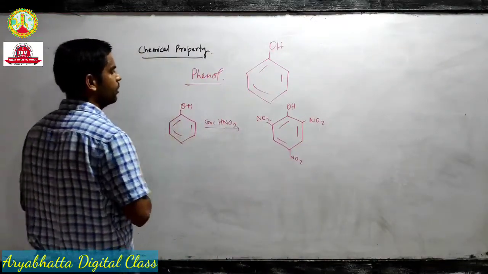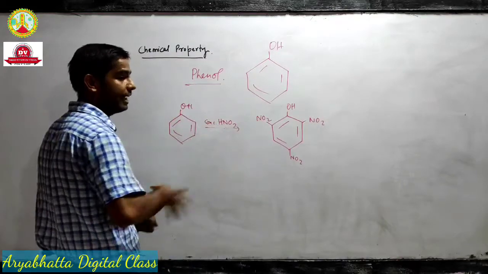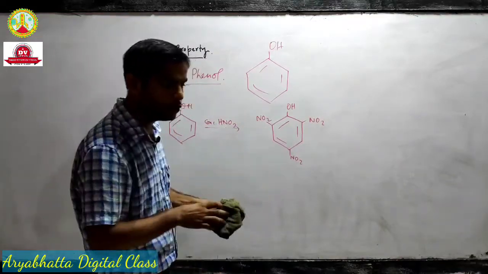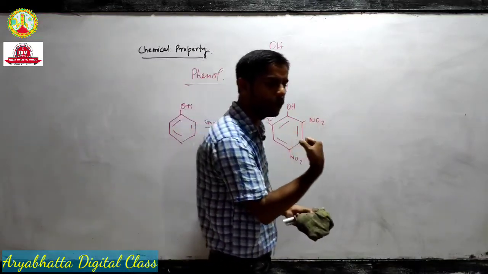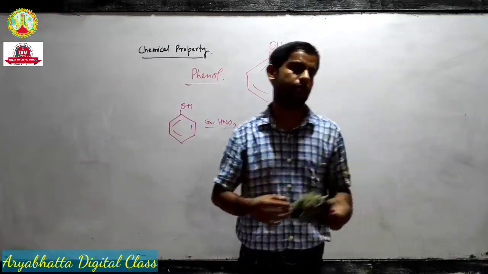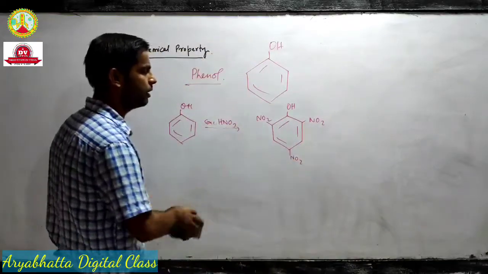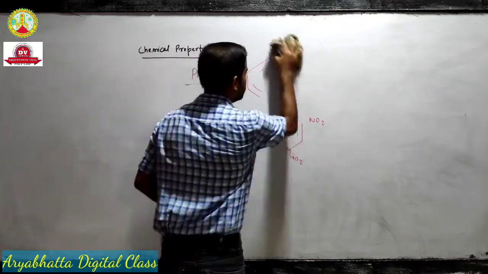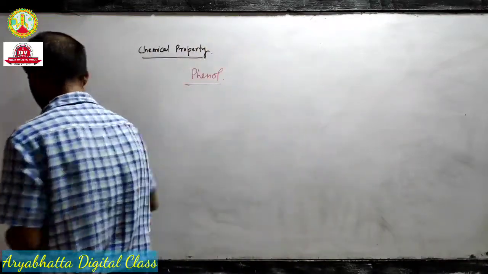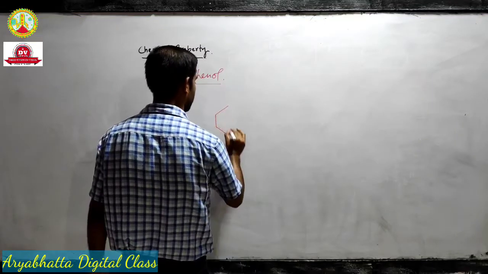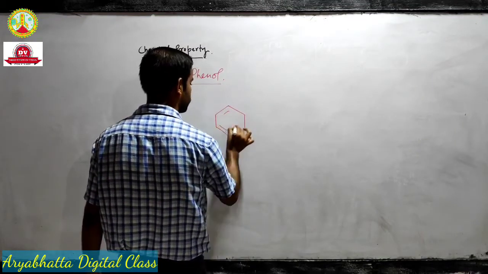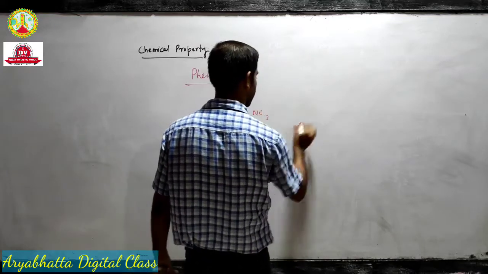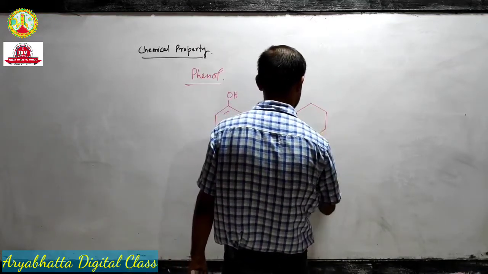Okay, now since we are discussing nitro substituted phenol, and I told you that introduction of nitro or any electron withdrawing group increases the acidity of phenol. So let's discuss the introduction of nitro, that how it influences the acidity. Okay, so let's see, we will compare only ortho and para isomer.